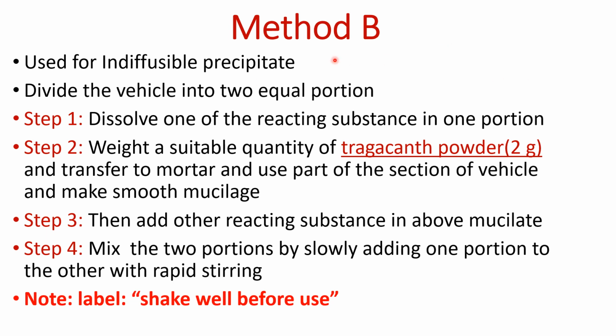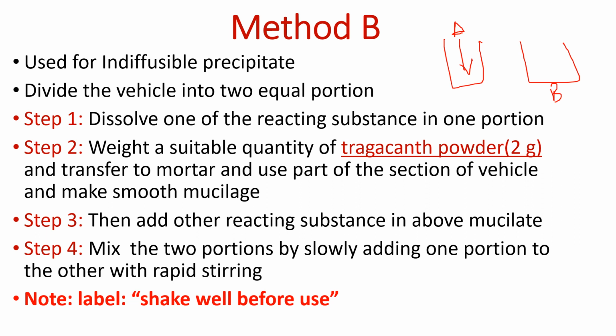Now method B. Method B is also very simple, which is used for indiffusible precipitate. Here also we divide the vehicle into two parts. Now if you see the steps, here also I divide the vehicle into two parts. Take that vehicle into two beakers. This is the vehicle where I am going to add the drug A. This is beaker A containing one portion of the solvent system. Now this is beaker B containing the solvent system.